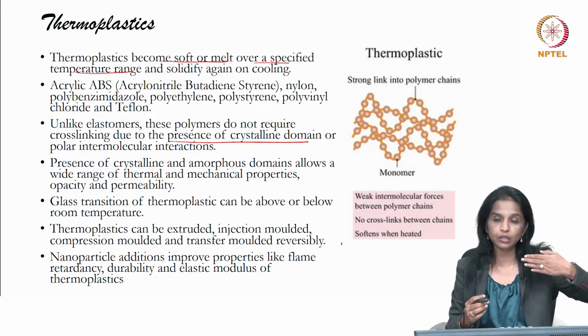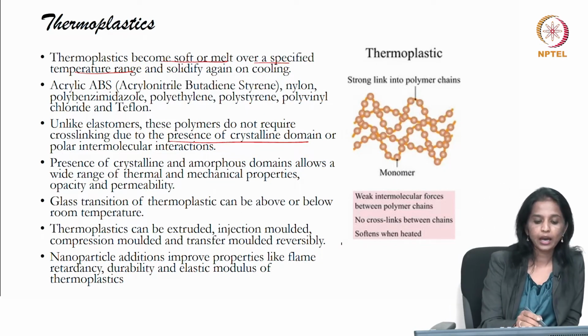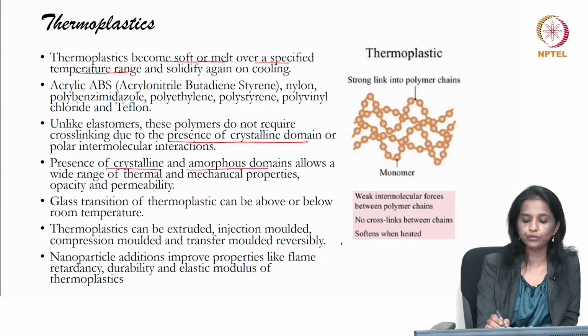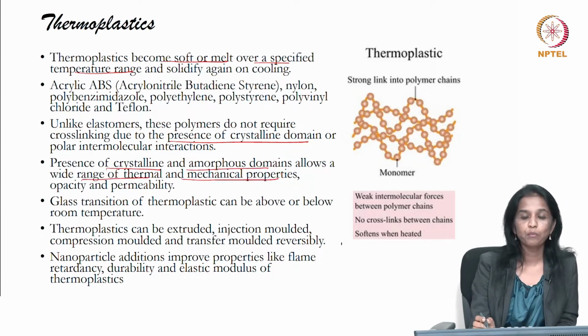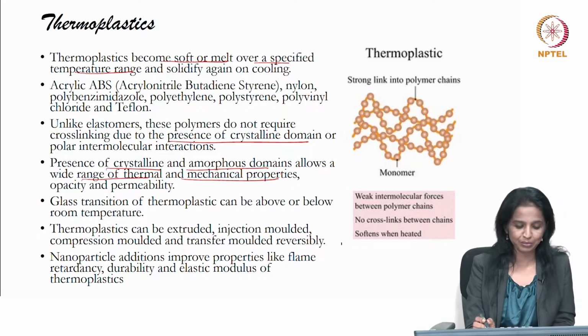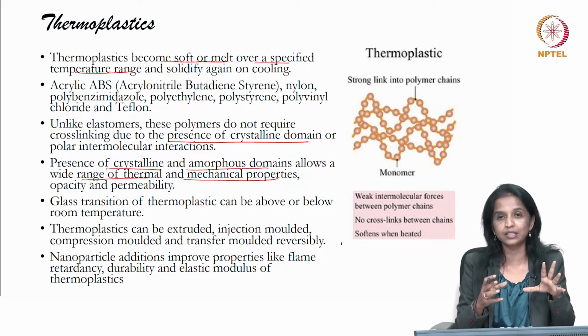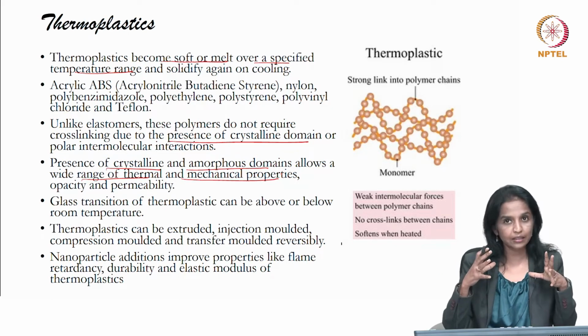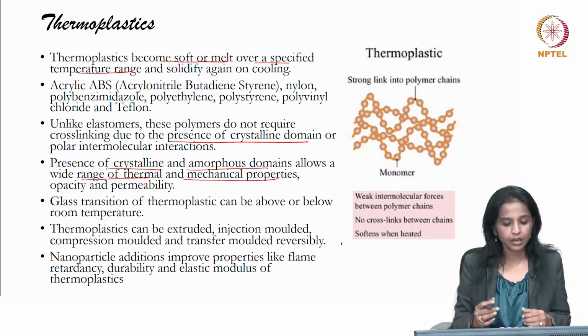What happens as it becomes crystalline is that the intermolecular bonding becomes stronger. And the presence of crystalline and amorphous domains together allows a wide range of thermal and mechanical properties, opacity and permeability. So there is a merger of two characteristics: it is amorphous, and at the same time it is crystalline as well. So the advantages of both the materials can be used here.